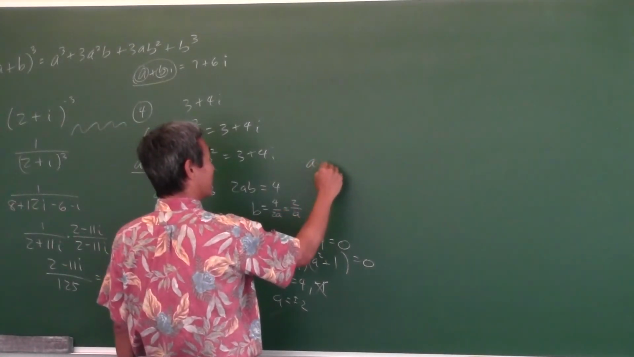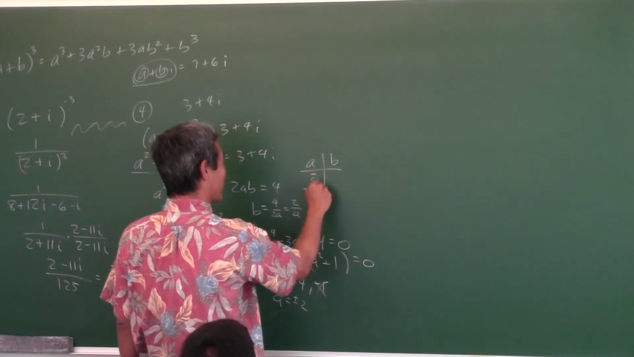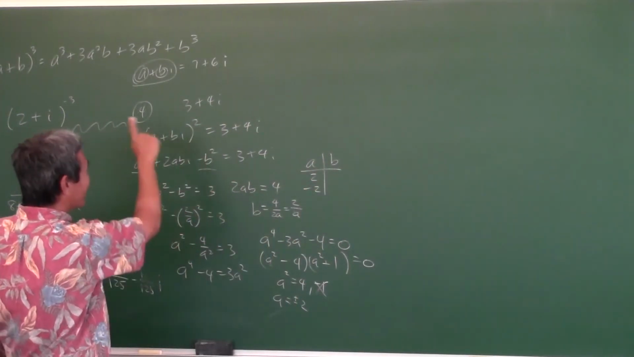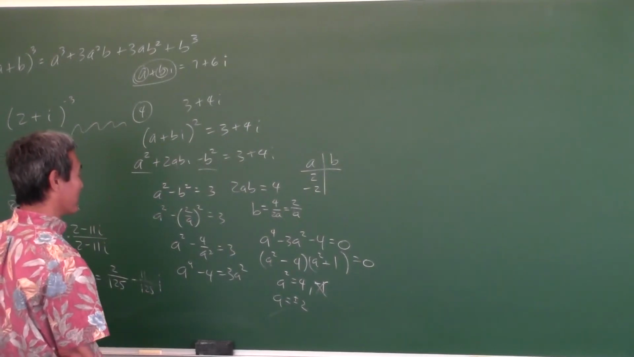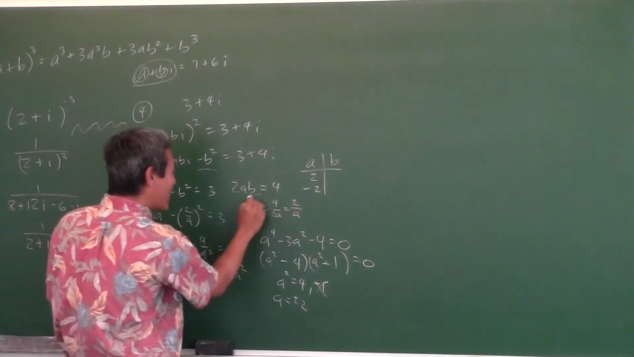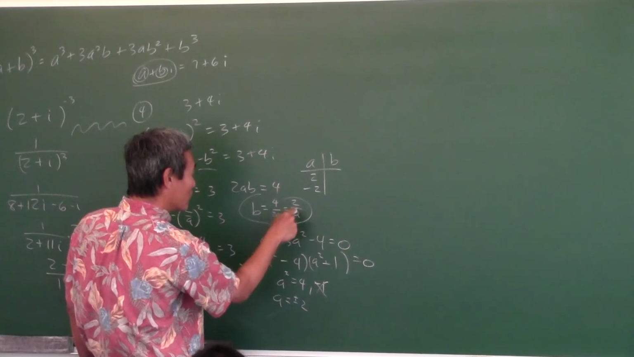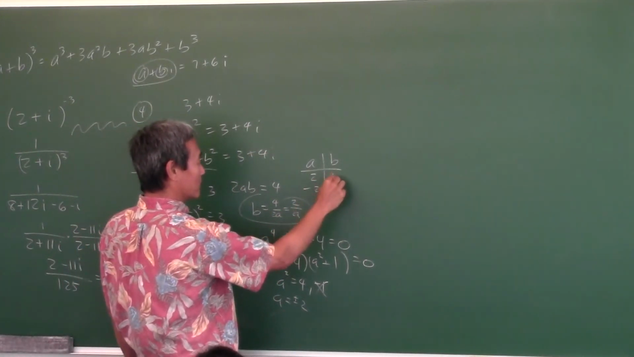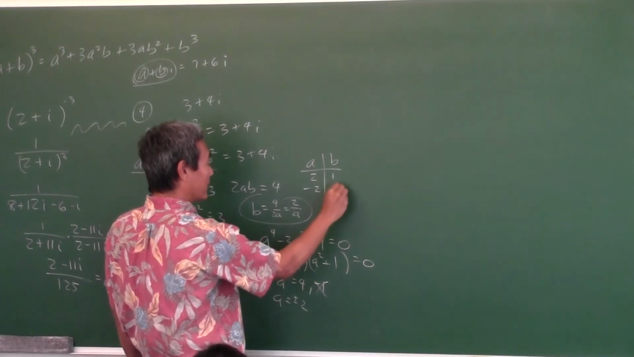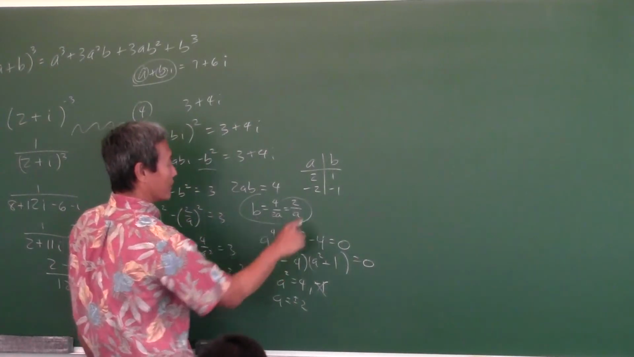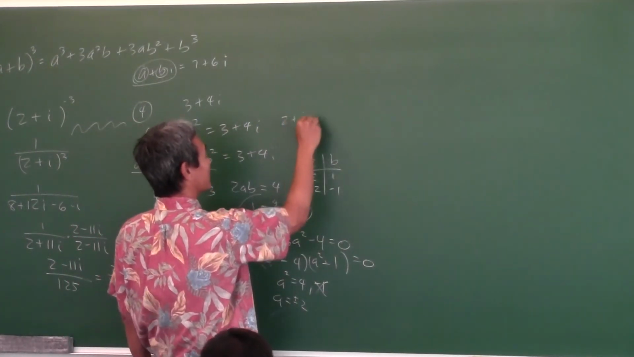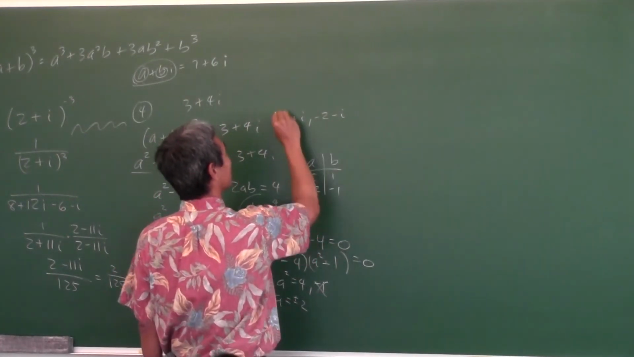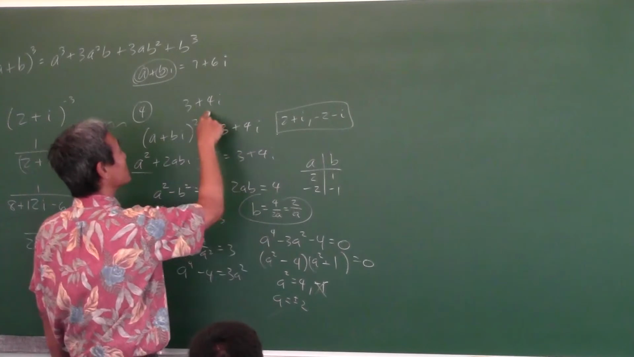Here, let's make a chart. a is plus or minus 2. If a is 2, how do you figure out what b is? Where should I go back? All of these equations, where do I go back to figure out b? Right here. b equals 2 over a. So, what is b? What is 2 over 2? What's 2 over -2? So, what are your two answers then? Your first answer is going to be 2 plus i, and the other answer is -2 minus i. So these are the square roots of 3 plus 4i.